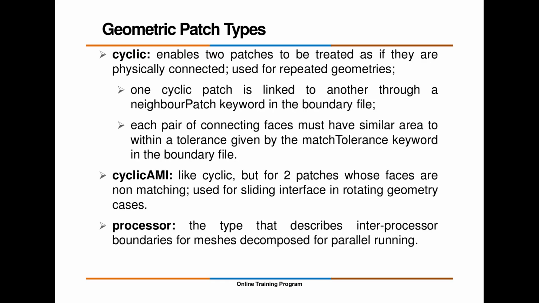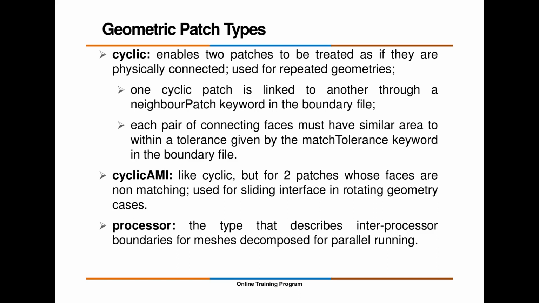Okay, cyclic enables two patches to be treated as if they are physically connected. Okay, used for separating geometries. So as I told you, let's say we are working with flow through tube bundles. At that point of time we can apply the cyclic conditions and we can reduce the number of tube bundles in the solution. So whoever is working on heat exchanger type of simulation, they don't want to simulate the entire number of tube bundles over which the flow is passing. Otherwise it's too heavy to simulate. So for that purpose people go with this cyclic type of conditions.